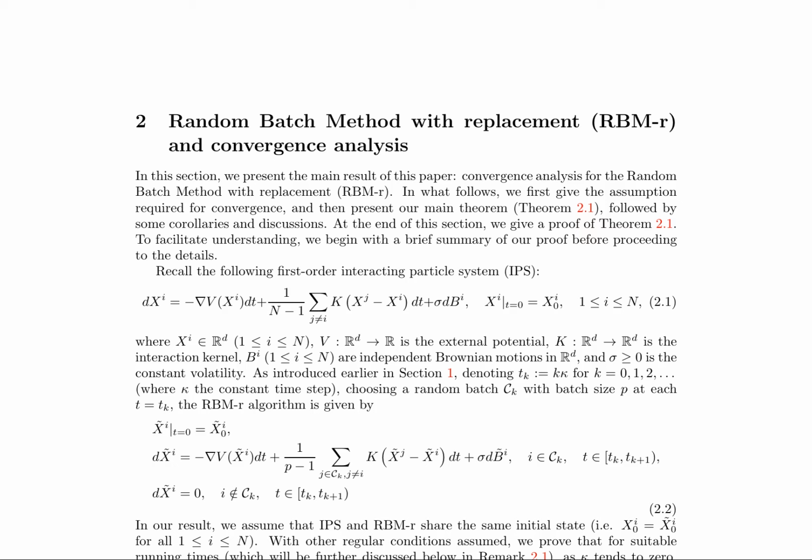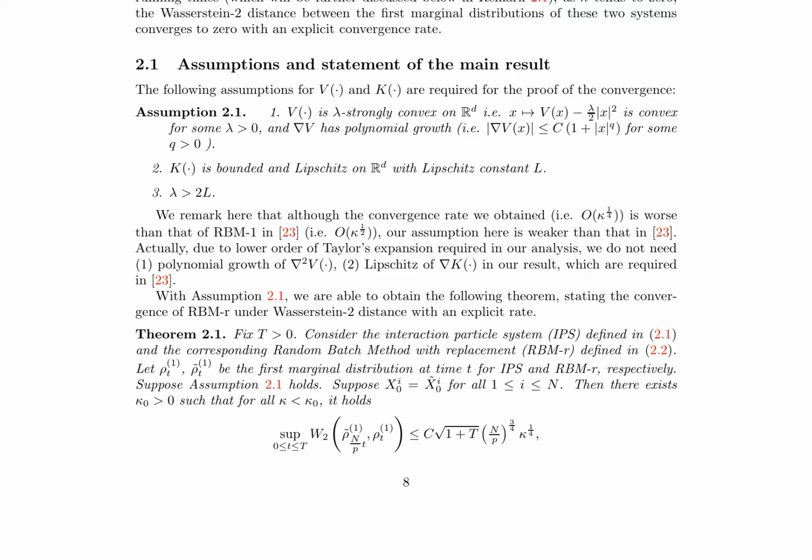The main result of the paper is the convergence of RBM-r in Wasserstein-2 distance to the IPS, with an explicit convergence rate. The authors assume that the potential function V is strongly convex and has polynomial growth, and the interaction kernel K is bounded and Lipschitz. Under these assumptions, they prove that the Wasserstein-2 distance between the first marginal distributions of the IPS and RBM-r converges to 0 with an explicit rate, specifically O(κ^1/4), where κ is the time step.